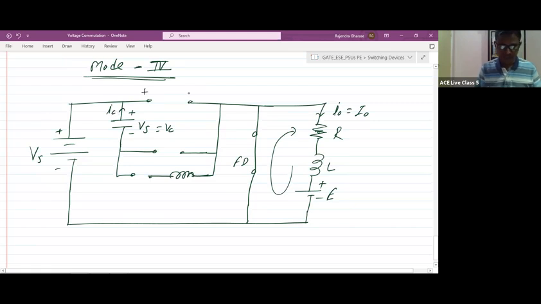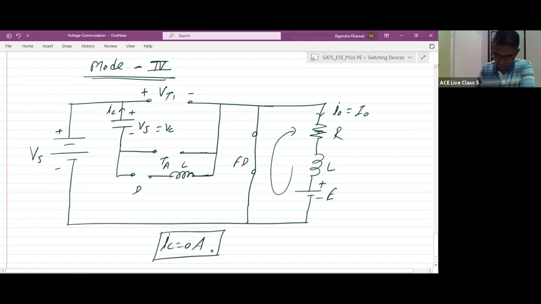Next, IC is this current. This is VT1. Now you can check here in this circuit, this is the diode D and this is TA. In this circuit, the capacitor is not discharging, so IC is equal to 0 ampere, right? What about IT1? IT1 is equal to 0 ampere because thyristor T1 is in off state. Already it has turned off. So IT1 is 0 only.